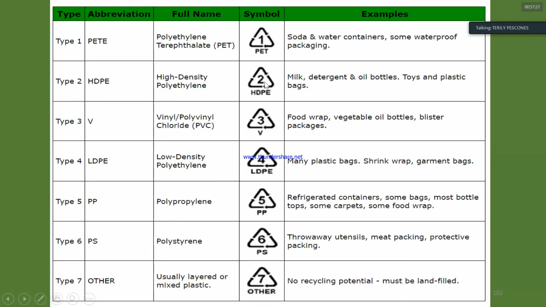The PET, the HDPE, so high density. You have the polyvinyl or simply vinyl. Then you have the low density, the polypropylene, the polystyrene. Okay, and then 7 is no recycling potential. So kung mga terminal na yung pupuntahan niya, must be landfilled. Okay, so ito yung mga recyclable materials natin. So, ito na yung mga uses nila, no? Saan sila madalas gamitin.